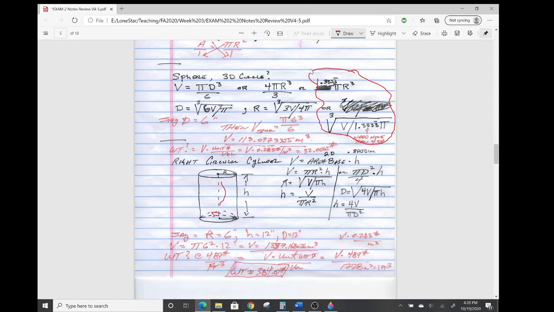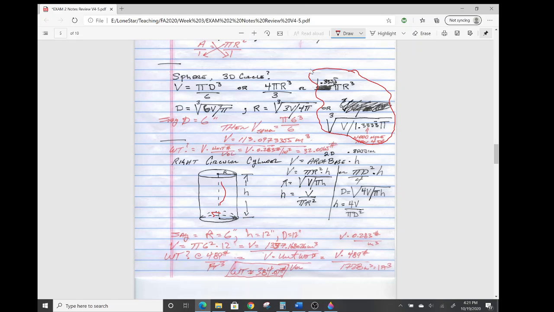So let's say that the radius of this cylinder is 6 inches. The height is 12 inches. The diameter is 12 inches, right? If the radius is 6, the diameter has to be 12 inches. So the volume is pi times 6 squared times 12.